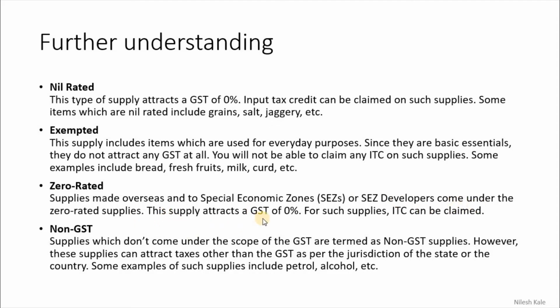So this supply attracts the GST at 0%. 0% means, see, this is different than nil rated. Here we are getting all the refunds, but here you have to pay the taxes. Here you need not pay the taxes. For such supplies, ITC can be claimed. ITC can be claimed at 0%. Please remember this. And non-GST supplies which don't come under the scope of GST are termed as non-GST supplies. Alcohol is the best example because that is out of the GST jurisdiction. It is kept out of the GST by the constitution, right?